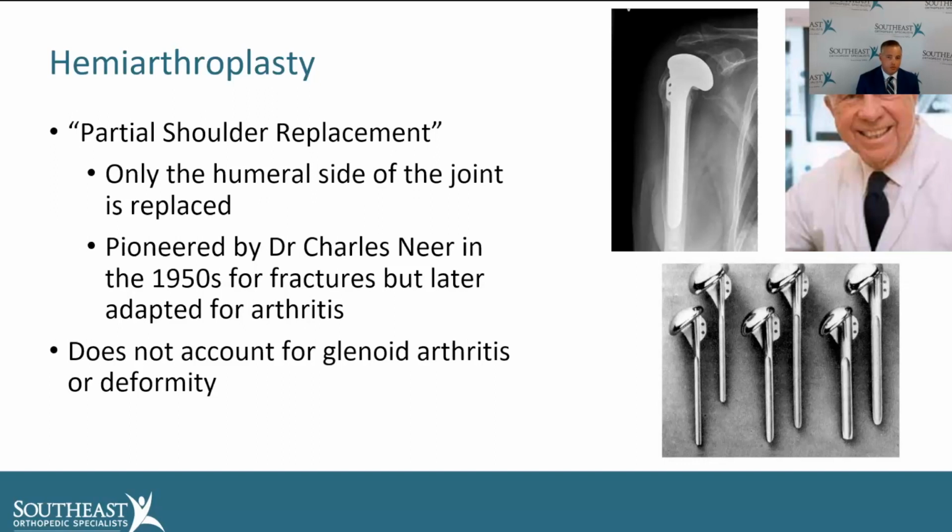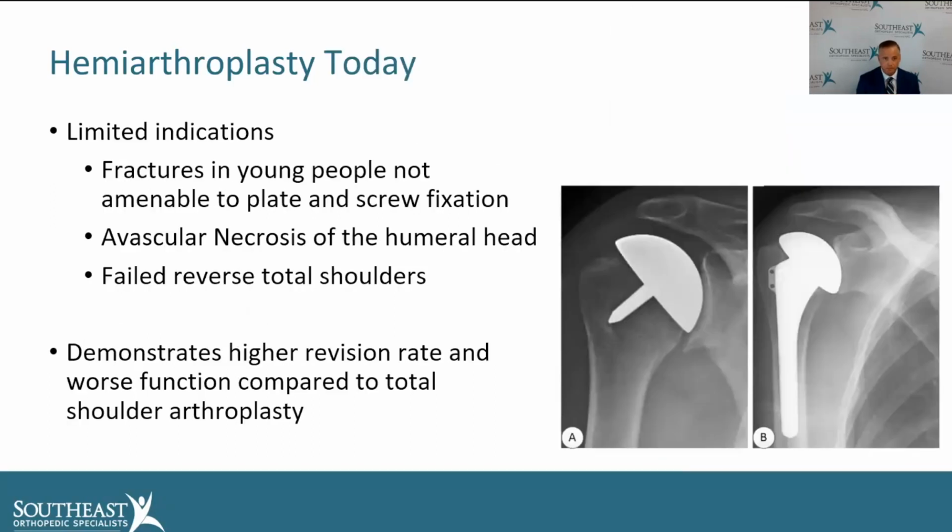His initial implants were monoblock, one size fits all. They were cemented in place. You didn't really account for patient anatomy. You just got what you got, but that's what we were doing. He had really good success initially. It does not account for any glenoid arthritis or deformity.